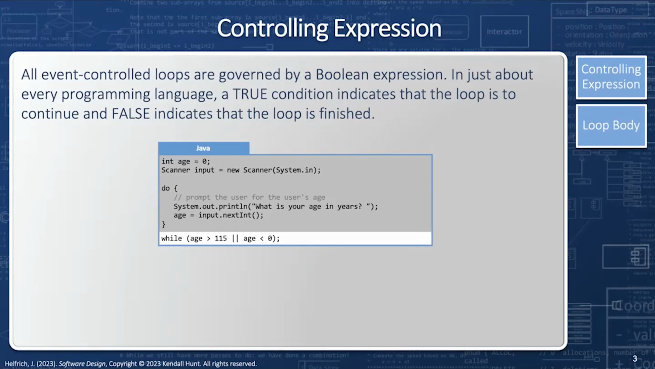Okay, now I have exactly the same functionality, but my controlling Boolean expression is in the while loop where it should be, and the loop body is just a loop body. It doesn't control the loop. This makes the loop far more maintainable.